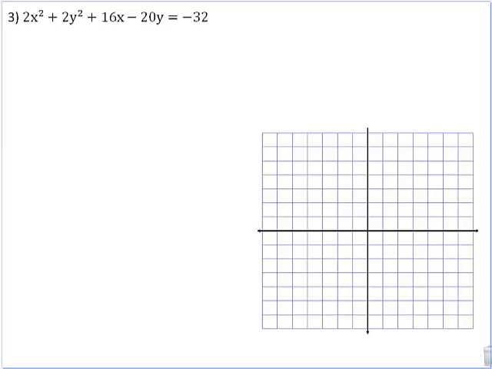The coefficients are the same: 2x squared and 2y squared. That tells us we're stretched the same in the x and the y direction, so we'll just have a radius. It'll just be a circle. When we have circles like this with the same coefficient, I suggest we first divide by that coefficient, because in our standard form we don't have coefficients in front.